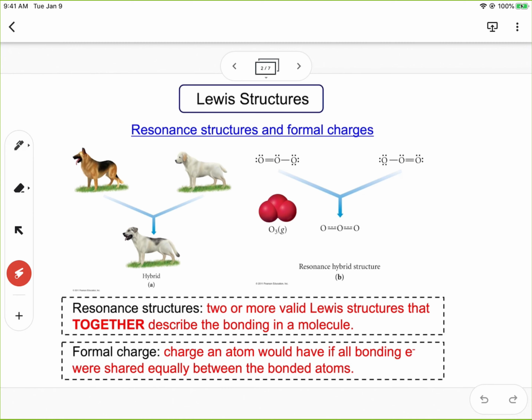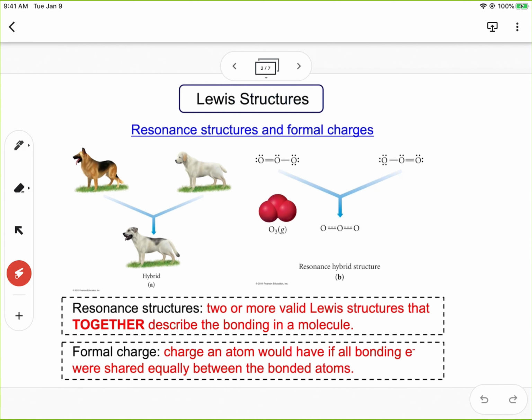If you have more than one valid Lewis structure, here is one analogy. You have two dogs with two different breeds, and if you mix them together, you will get a hybrid dog. Same idea here. Now, let's define resonance structures: two or more valid Lewis structures that together describe the bonding in a molecule. I'll highlight that word together here. You have to consider all of the possible valid resonance structures when you consider the real structure of a molecule.